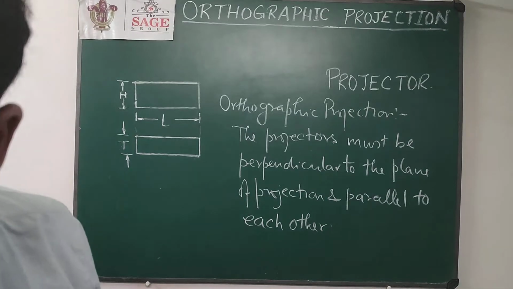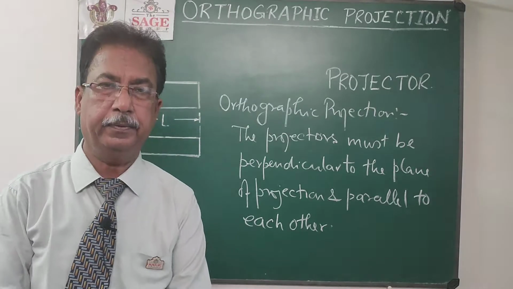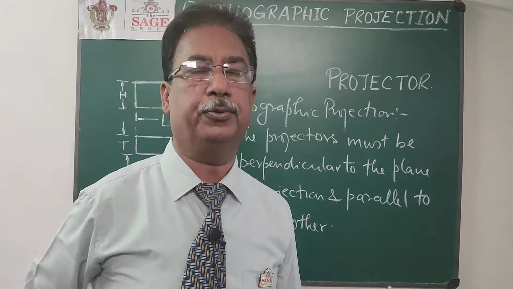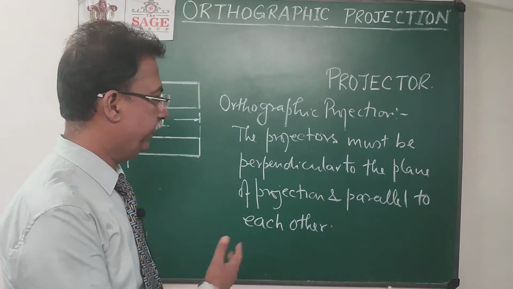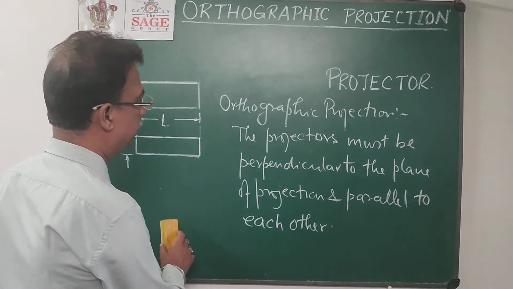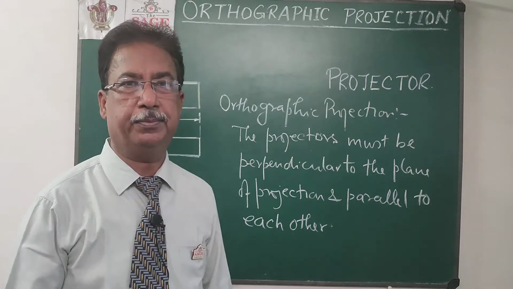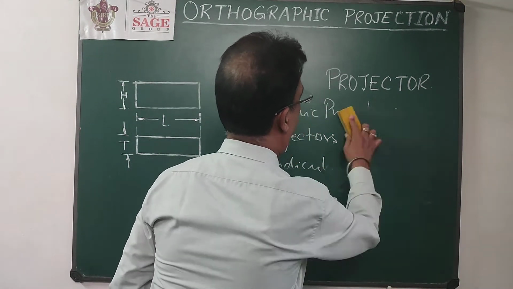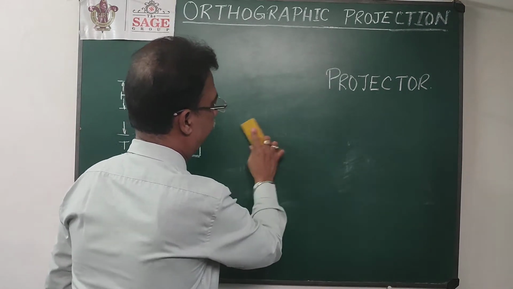Hello students. So once again, this time in the next class about the projection. In last lecture we have discussed about the orthographic projection. The same definition will be written here, that this is the type of projection when the projectors are perpendicular to the given reference plane and also automatically they will be parallel to each other.